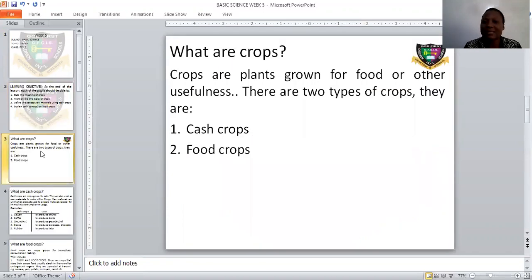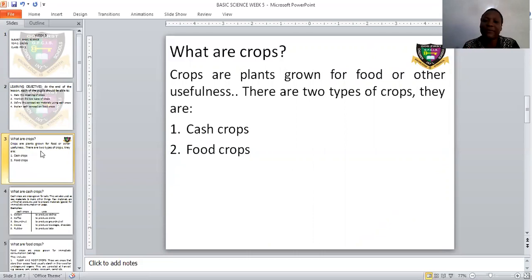Now, what are crops? Crops are plants grown for food or other usefulness. They are plants. We are still talking about plant reproduction. There are two types of crops. These are cash crops and food crops.